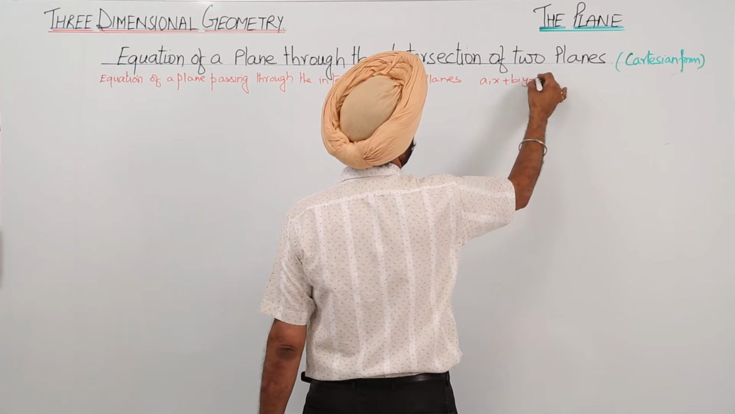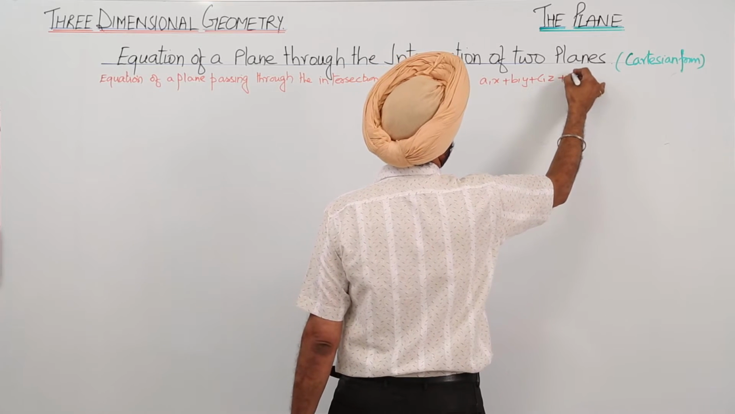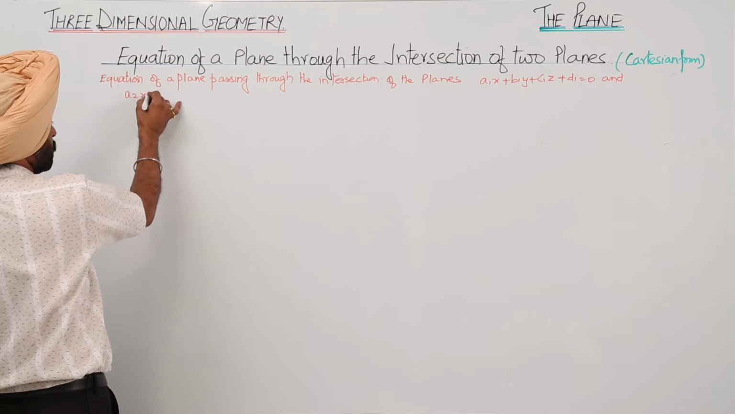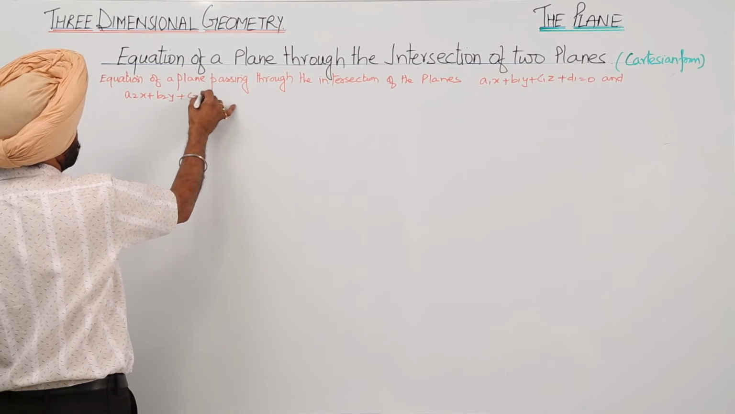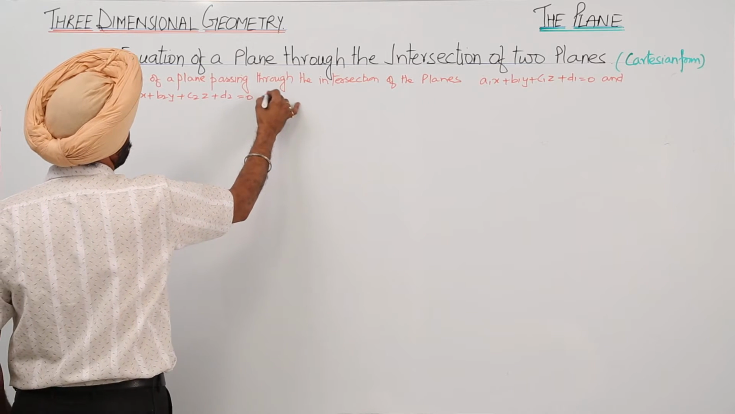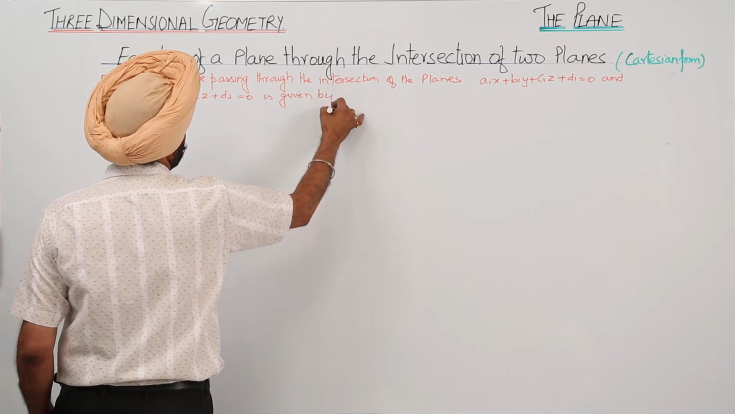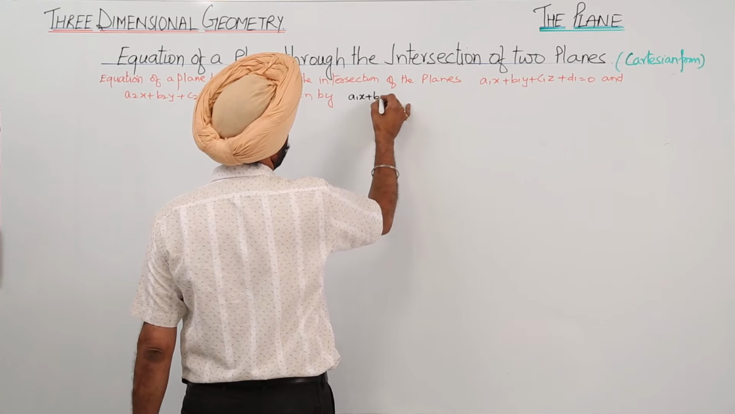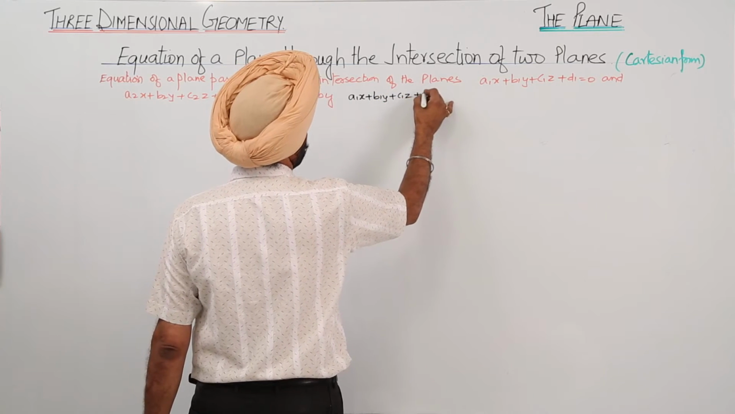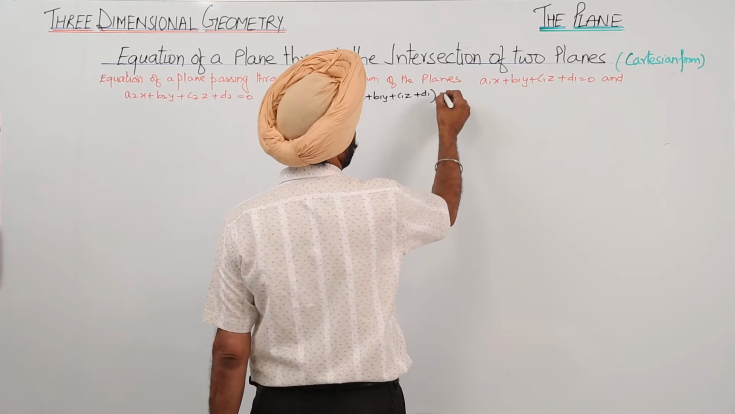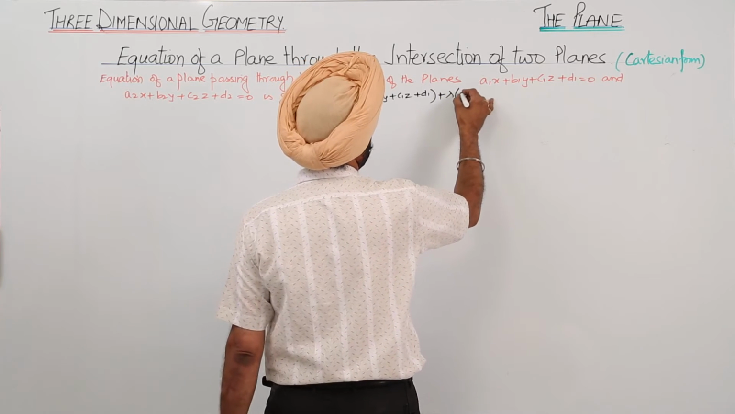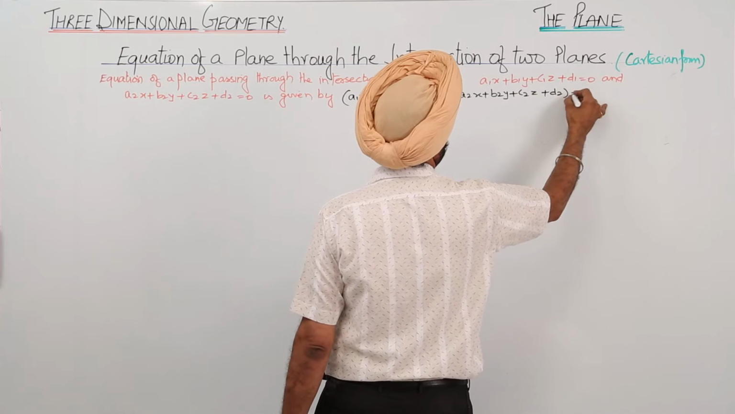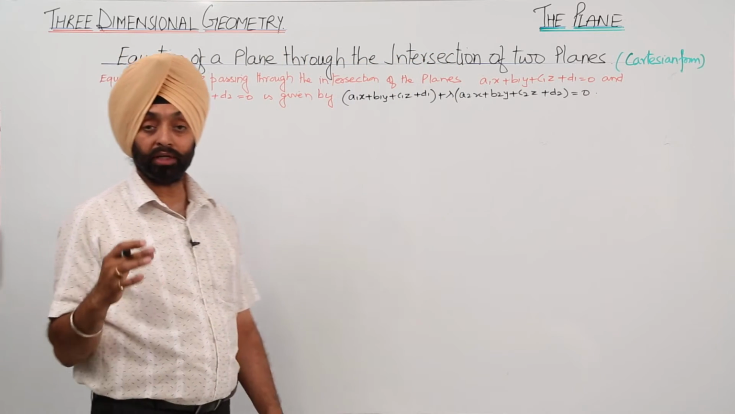a1x plus b1y plus c1z plus d1 is equal to 0 and a2x plus b2y plus c2z plus d2 is equal to 0 is given by, now what the formula is, it is given by a1x plus b1y plus c1z plus d1 plus lambda times a2x plus b2y plus c2z plus d2 is equal to 0, where lambda is some constant.